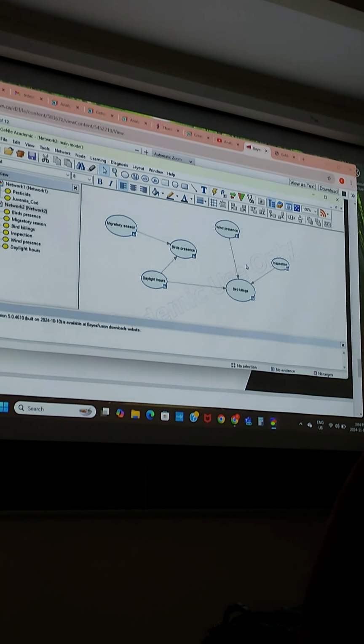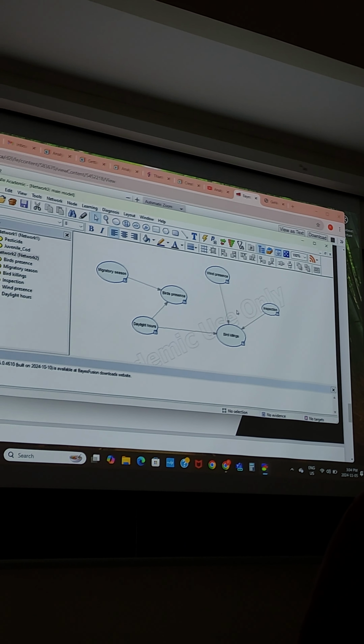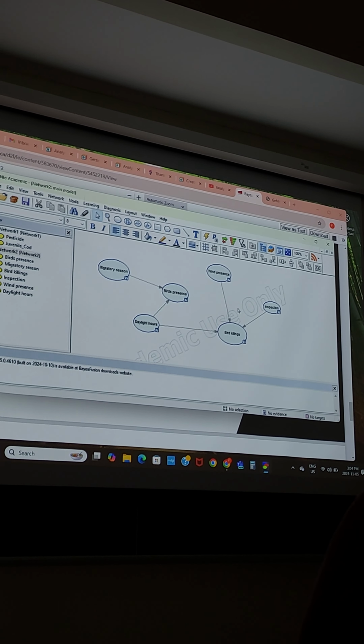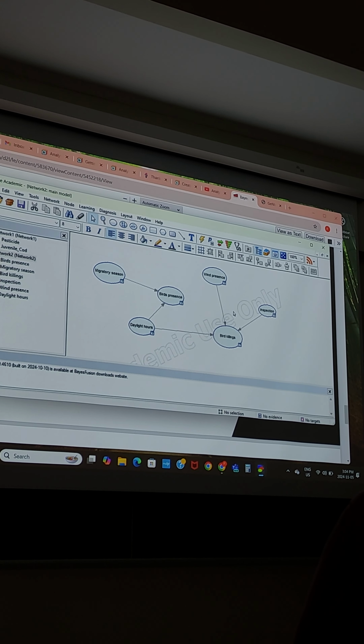Usually if you look at the journal papers on Bayesian networks, the networks are very complex. This is still a fairly simple one. Alright.